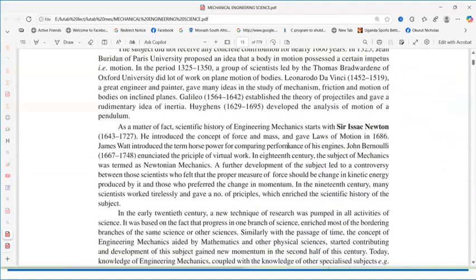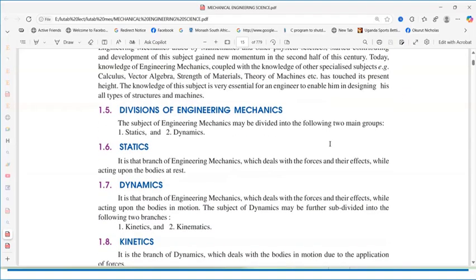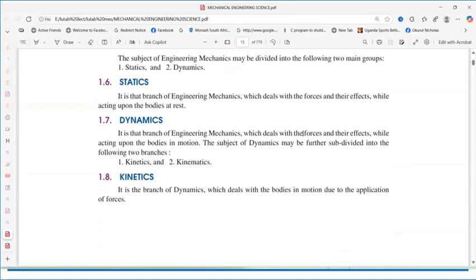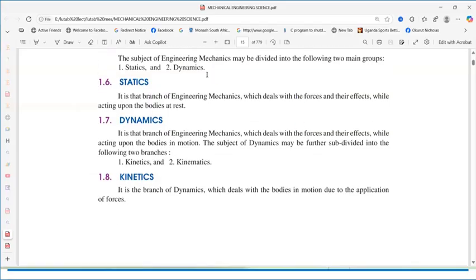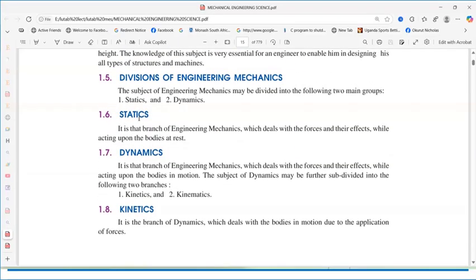So you will always find these guys, Galileo Galilei, Leonardo da Vinci, all these guys have had serious work in the area of mechanics and mathematics, because mechanics and mathematics go hand in hand. And as you begin your engineering career, you should be able to understand the contribution of these researchers and scientists. So the divisions of engineering mechanics include statics, dynamics, and kinetics.